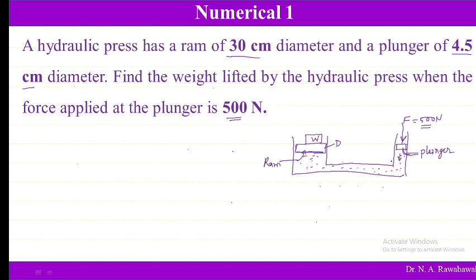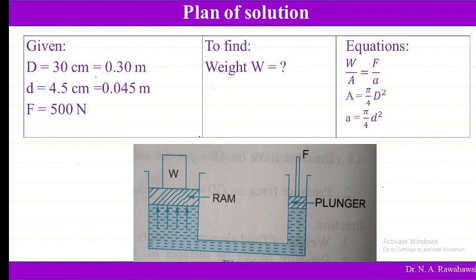We will collect this data in tabular form, and we will have a plan to solve this problem. The ram diameter is 30 centimeter, which is 0.3 meter, 30 divided by 100. The plunger diameter is 4.5 centimeter, in meters it is 0.045 meter, and the force applied on the plunger is 500 Newton. What we have to find out is the weight to be kept on this ram.